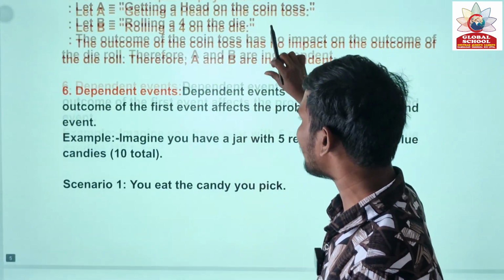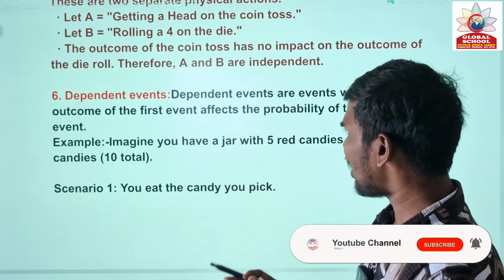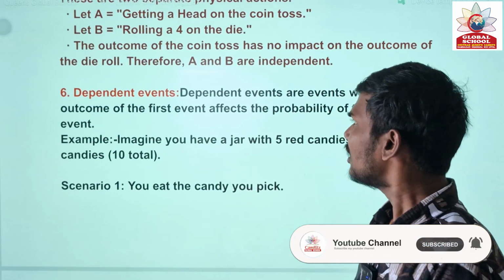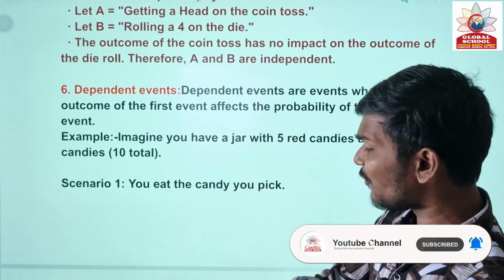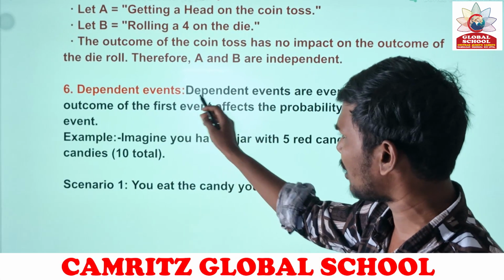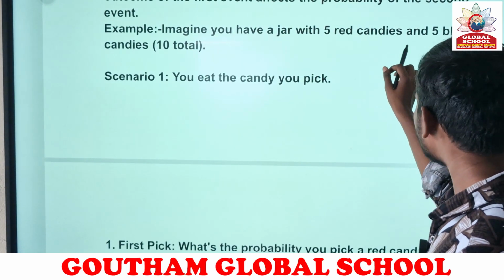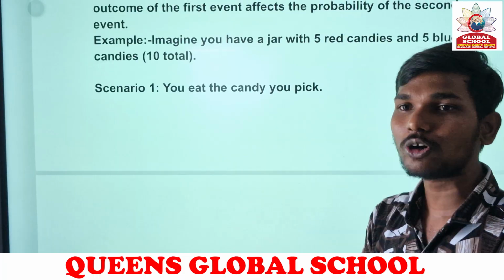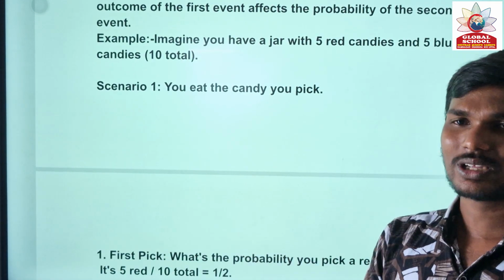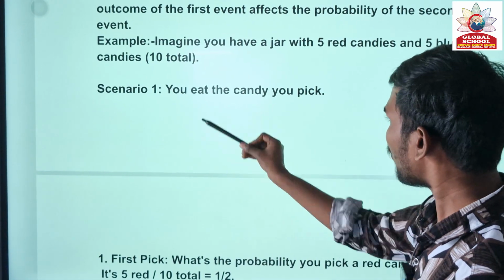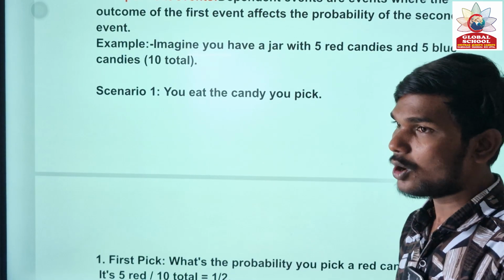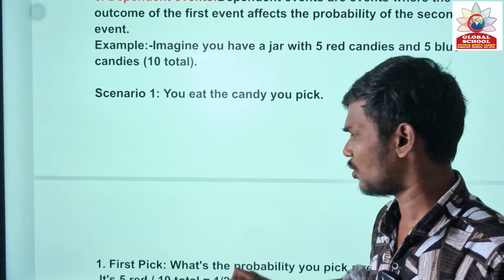Next is dependent events. Dependent events are where one event depends on the other event, that is, it affects the other event. That is called a dependent event. Example: we have a jar with 5 red candies and 5 blue candies. How many candies in total? We have 10 candies. You eat the candy you pick.